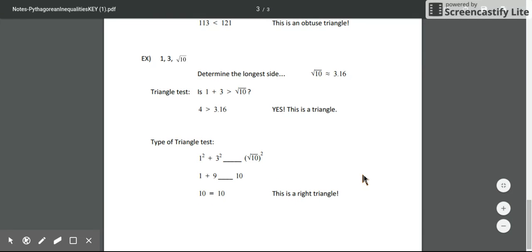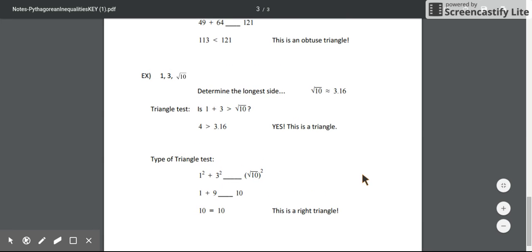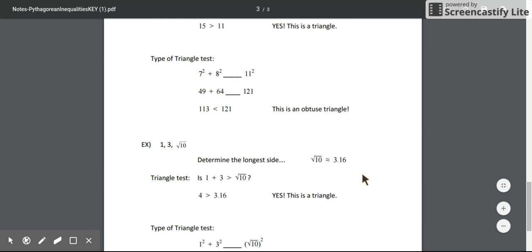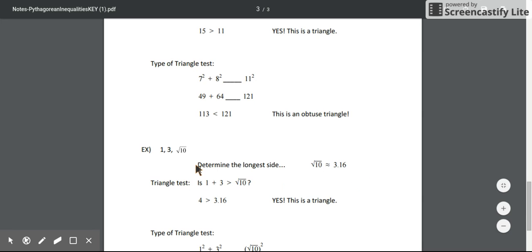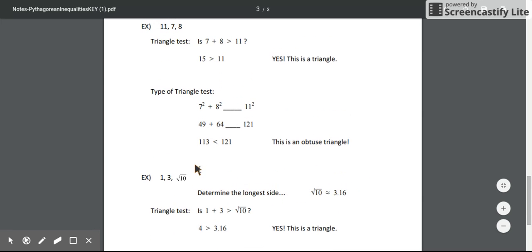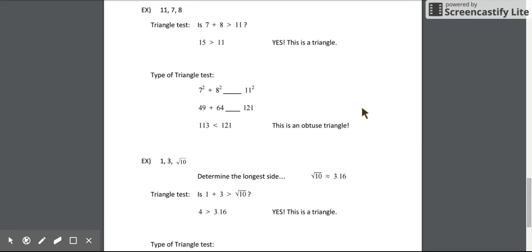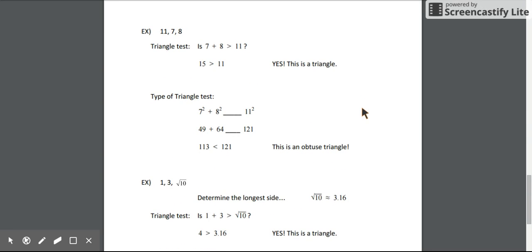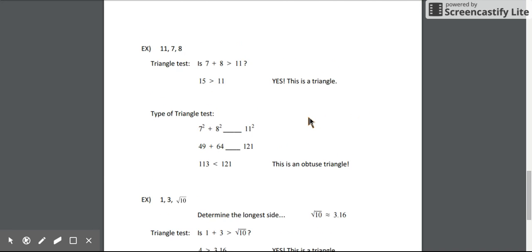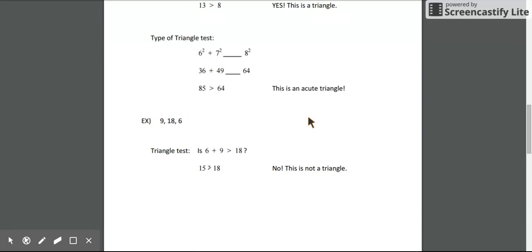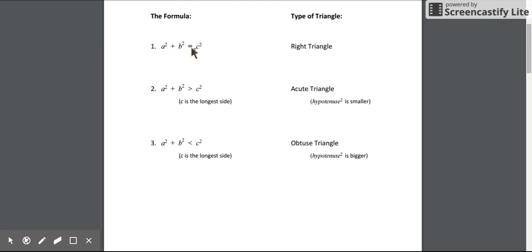So there's all the possible variety of problems that you may see. If the three lengths don't give you a triangle, don't bother with the Pythagorean theorem or inequality test. It's not a triangle. But if they do form a triangle, then you can just use these comparisons.